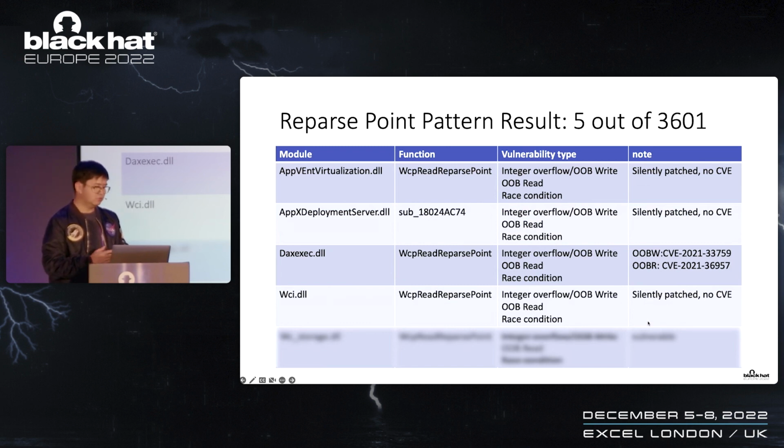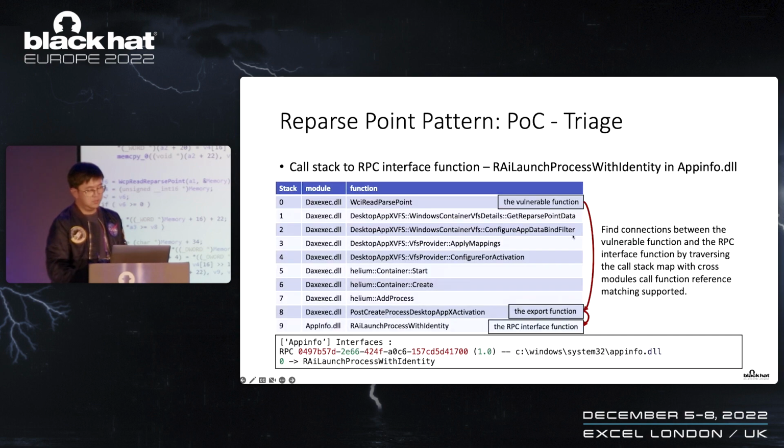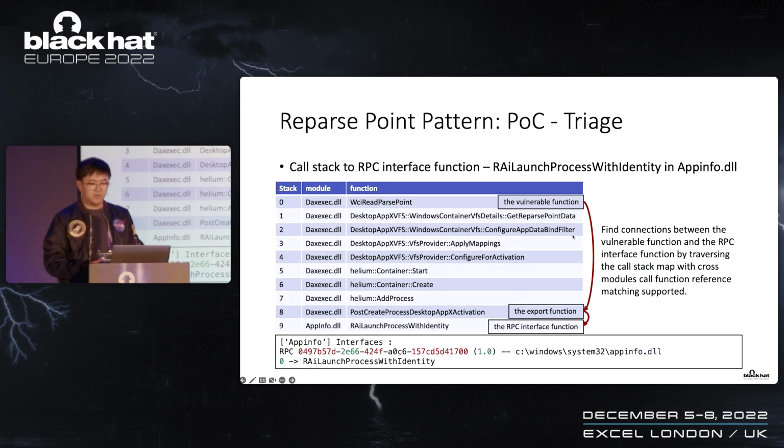Running those scripts and queries, we got 5 results, and some of them got CVEs, and some of them were silently patched by Microsoft. And worth mentioning, we have one more result which is still vulnerable, so we have to hide details about it. And we can confirm all the results have a vulnerable integer overflow and out-of-bounds access vulnerability in different binaries. Here's another example to find the triage.